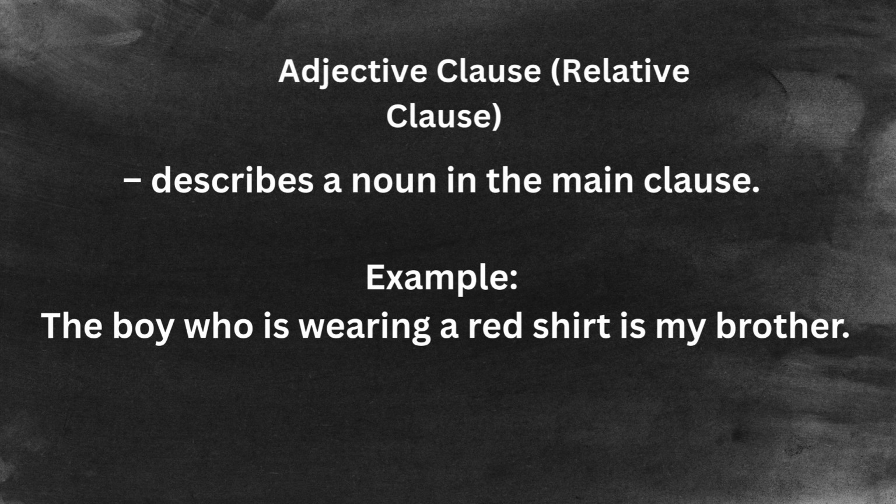This is an adjective clause, relative clause, because it describes the noun boy. It begins with the relative pronoun who. One main clause: the boy is my brother. One subordinate clause: who is wearing a red shirt. Together they form a complex sentence.